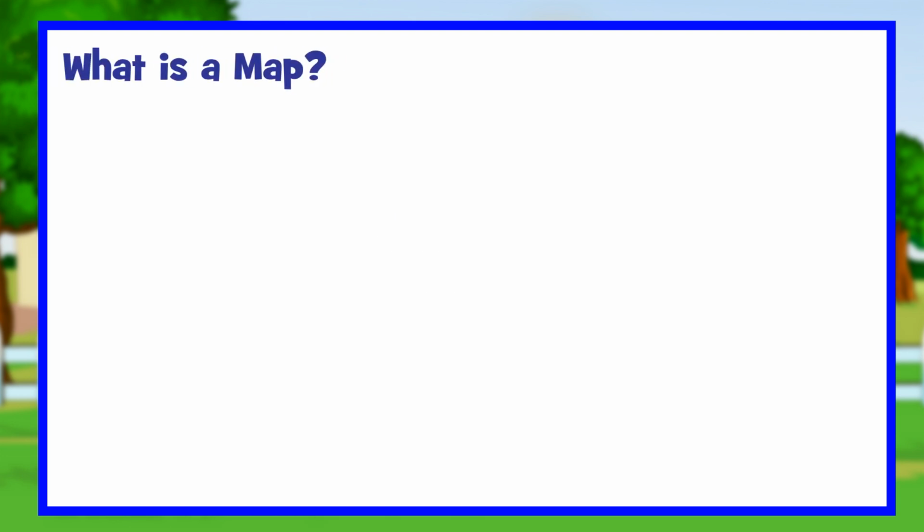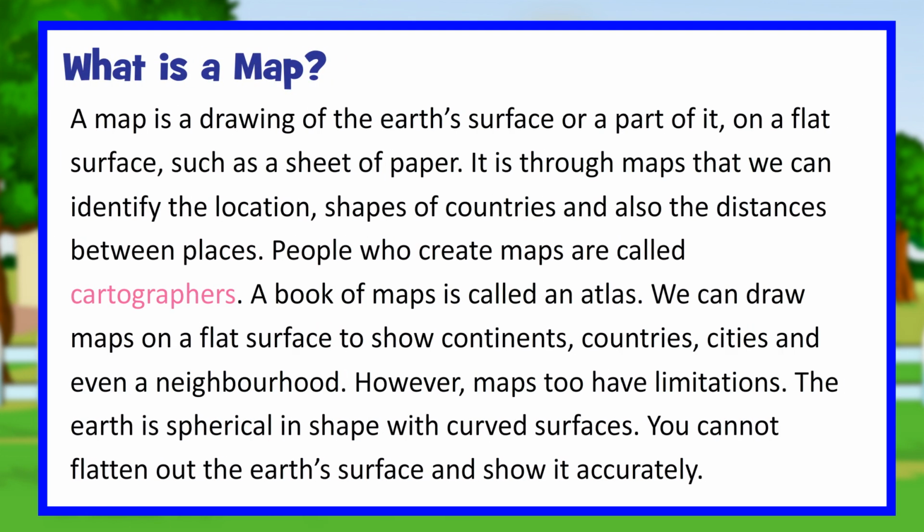What is a map? A map is a drawing of the Earth's surface, or a part of it, on a flat surface, such as a sheet of paper. It is through maps that we can identify the location, shapes of countries and also the distances between places. People who create maps are called cartographers. A book of maps is called an atlas.